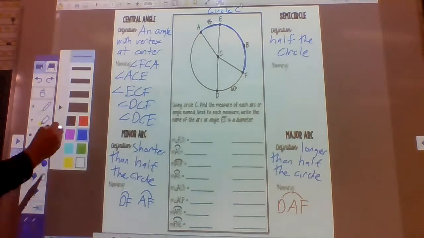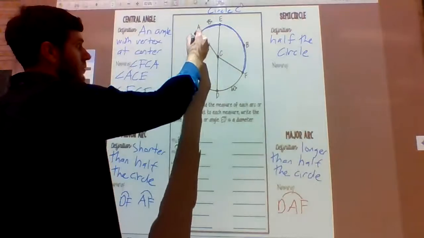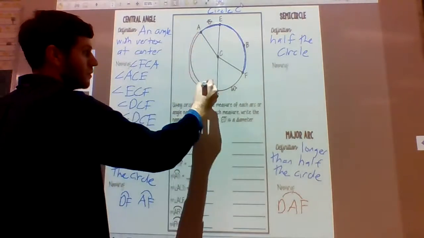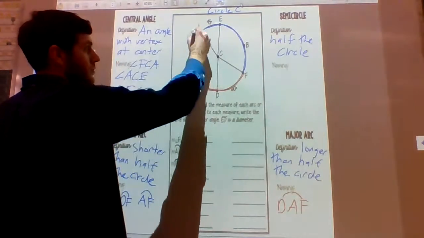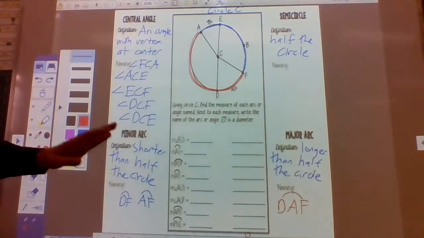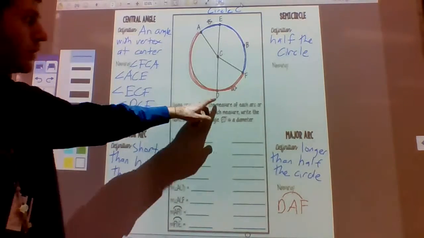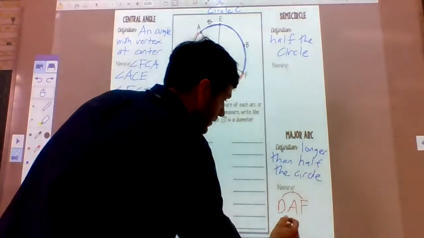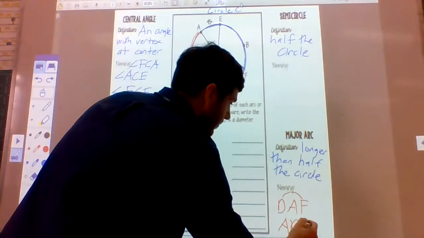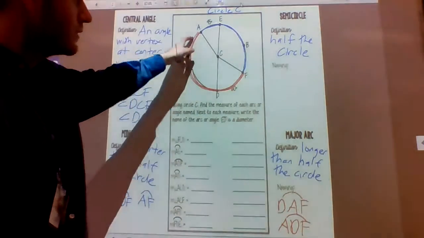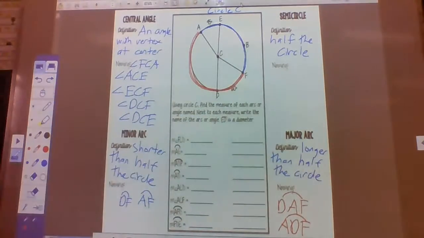Okay, we can then do the longer path along the circle, which is going to be this one. That's more than half the circle. Okay, so if it's more than half the circle, it's a major arc, and we need a third point. The only point we have here is D, so we have to use D. So arc ADF. Okay, ADF is a major arc, so we use the third point.